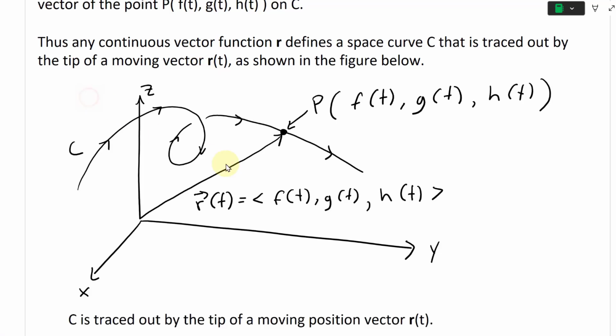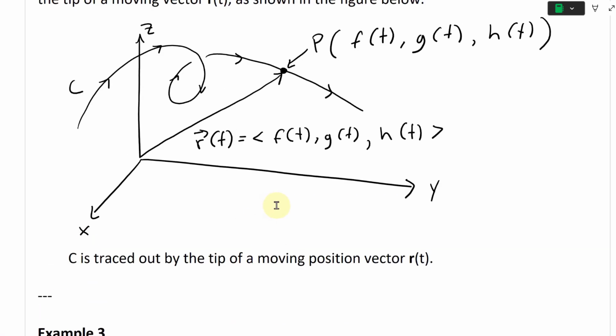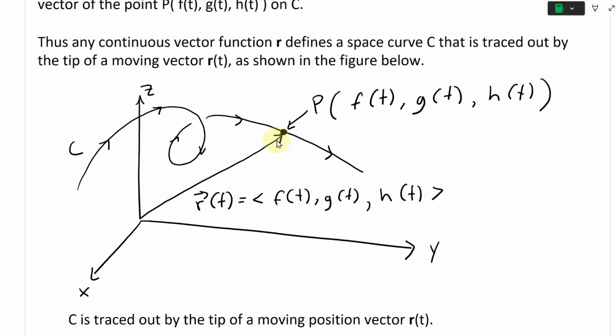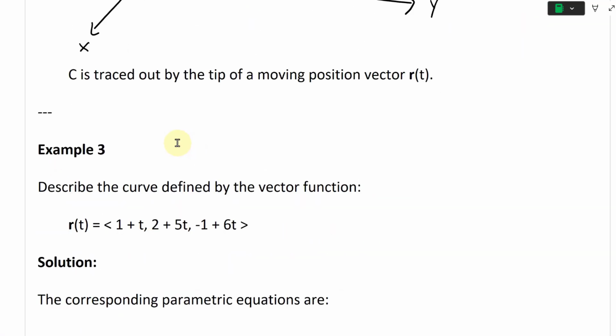Epic stuff. And just put this note right here. C is traced out by the tip of a moving position vector r of t. So as this moves around, it's going to change, be smaller here, bigger, and so on. And if you just trace the tip of it, that's the curve C. Now let's take a look at example 3.